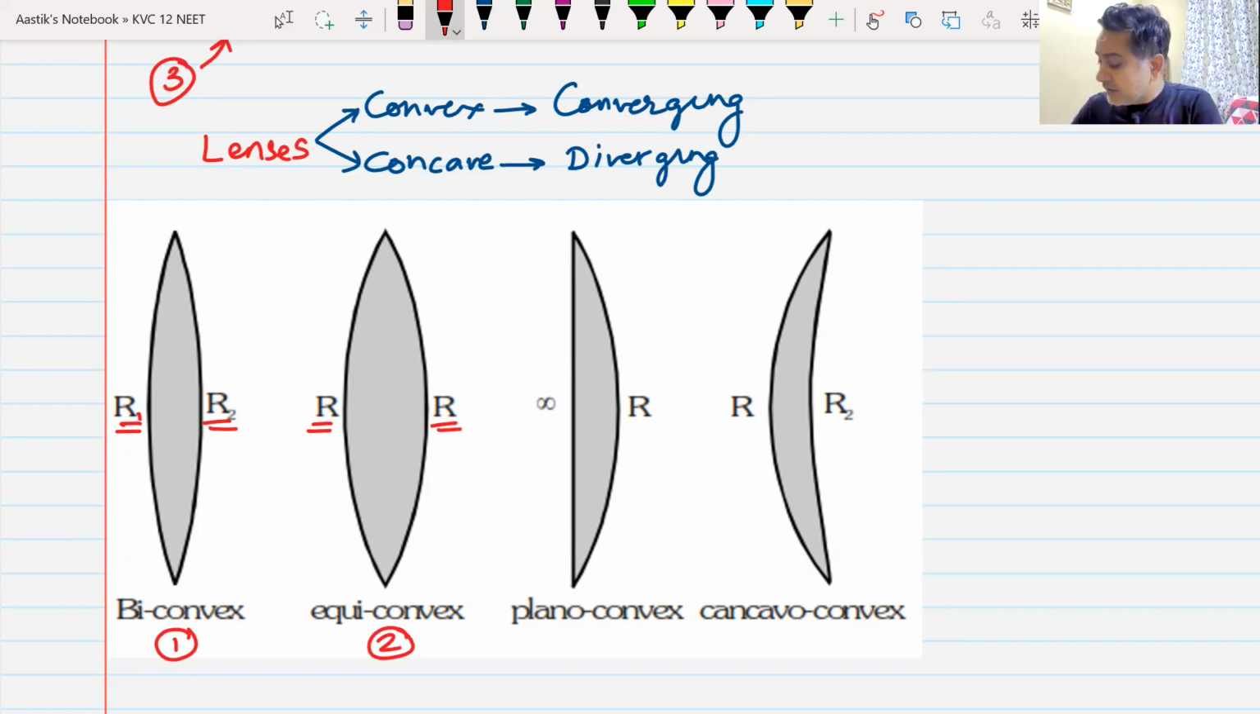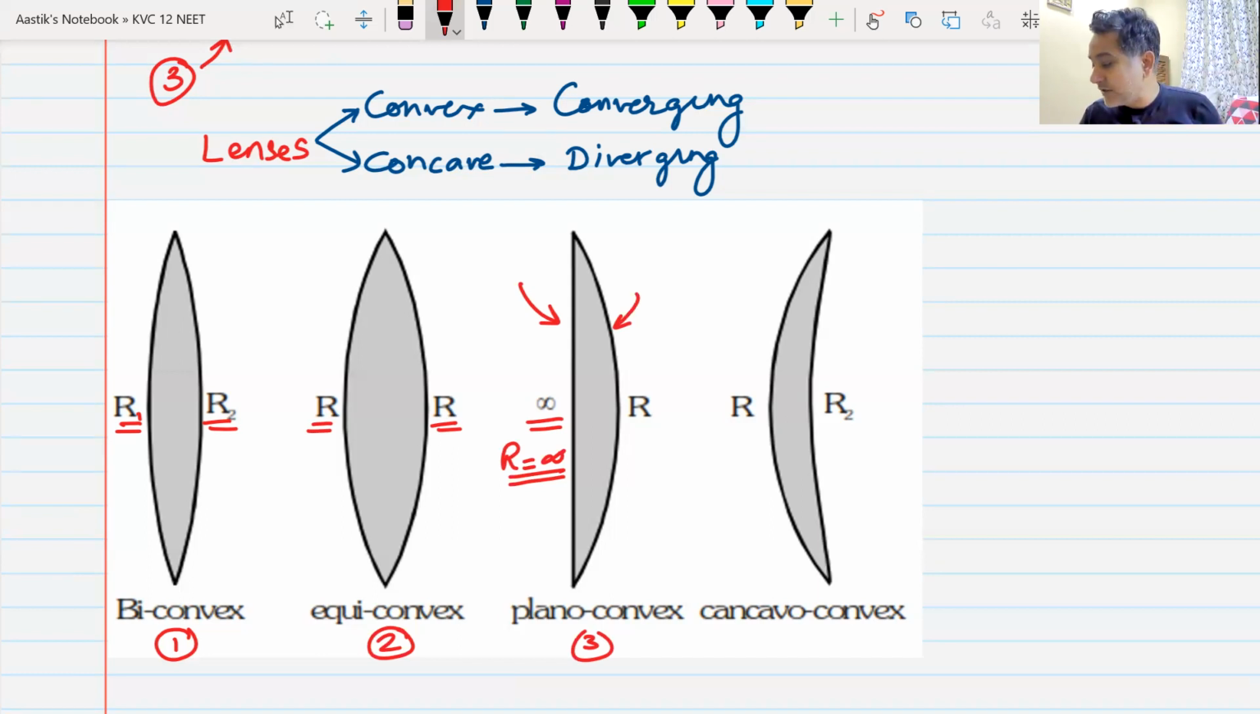Yes, sir. The third one is known as plano-convex. Why is it known as plano-convex? Because on one side it is plane. Whenever we have a plane, the radius of curvature is taken as infinite. Do we understand this? Yes, sir. Plane surface has a radius of curvature which is taken as infinite, and on one side we have convex, therefore it is known as plano-convex.